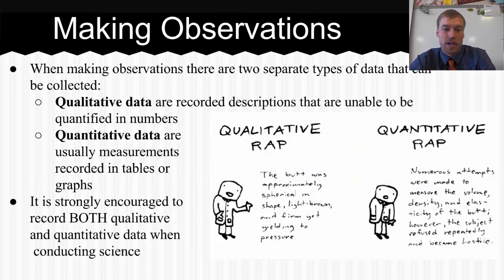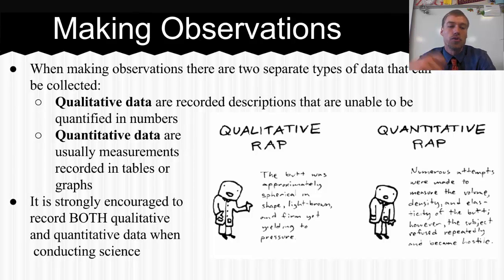When we make observations in an experiment, there are 2 different ways we can talk about things. We can talk about qualitative data, or we can talk about quantitative data. Qualitative data is where we are describing things in such a way that does not use numbers. Okay, so we're talking about the look of something, right? We're describing it using words. When we talk about quantitative data, we are talking about measurements recorded in tables, graphs, that kind of thing, where you do statistical analysis.